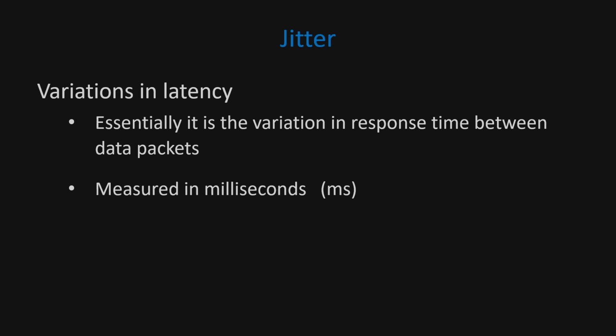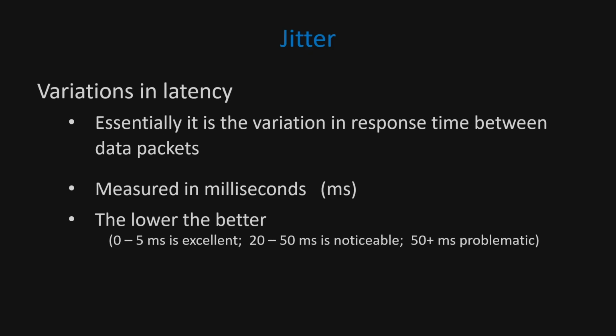It's measured in milliseconds. The lower the better. Anything under 5 milliseconds is considered excellent. If your jitter value gets to be 20 to 50 milliseconds, it could be problematic. Certainly over 50 milliseconds can be a problem. And what type of problems am I talking about? I'm talking about things like choppy video calls or uneven response in web usage where certain things are responding quickly, other things are not. It's possible that you could even lose a VPN connection. Again, most speed tests do not report on jitter.